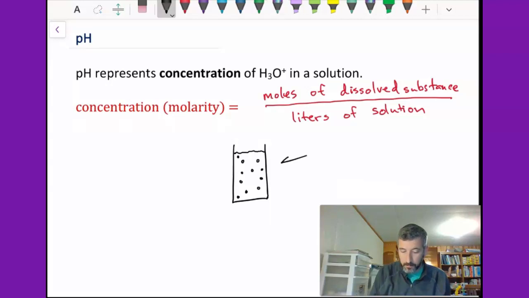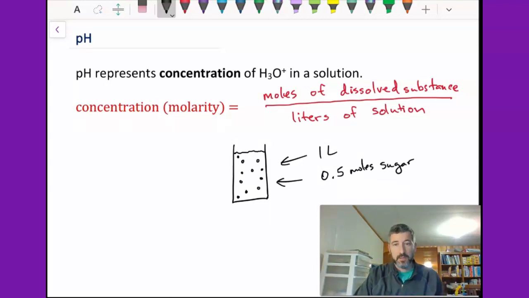So let's say this is a big pitcher of water that has a volume of 1 liter. So if this is 1 liter, and let's say in that 1 liter we have enough particles to give us, excuse me, 0.5 moles of sugar. And if you remember what moles means, we talked about this with gases, but it's been a little while. Moles are just a counting unit for particles.